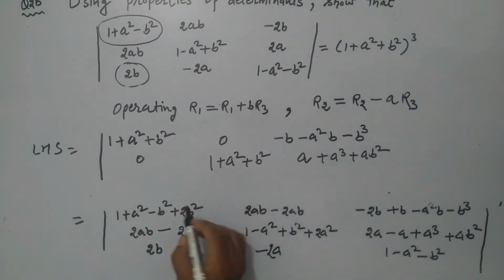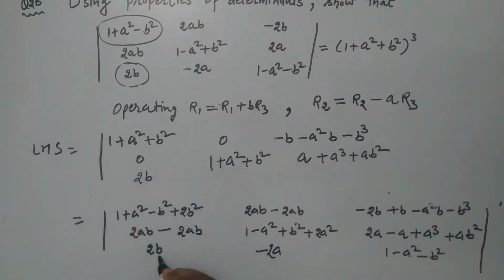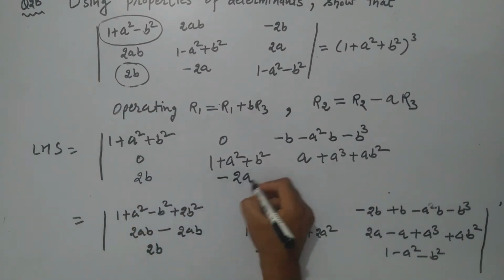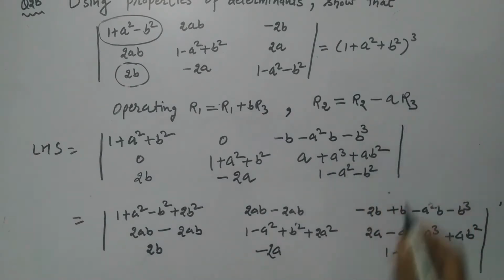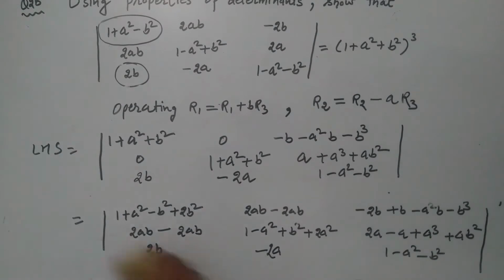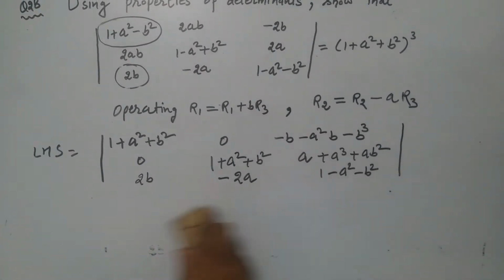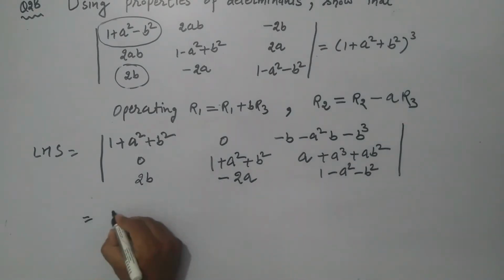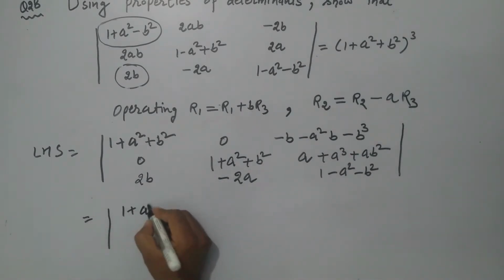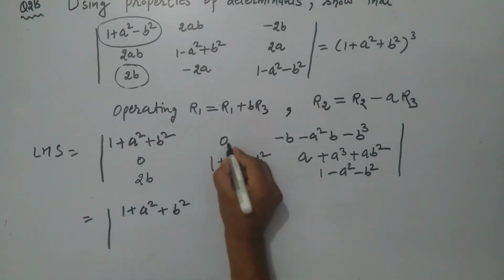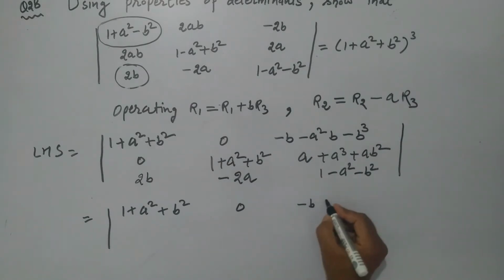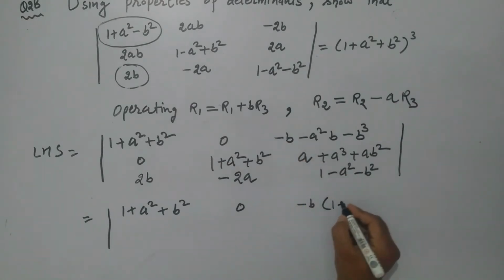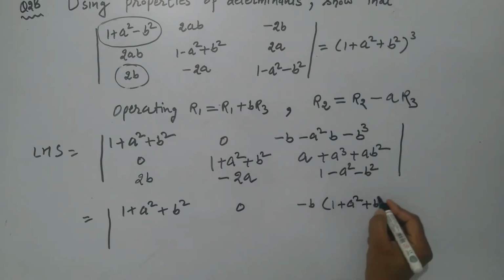Third row there is no change, we write as it is: 2b, minus 2a, 1 minus a square minus b square, right? So now in the next step, we have this is equal to 1 plus a square plus b square, this is 0, we can take here minus b common. So we are left with 1 plus a square plus b square.